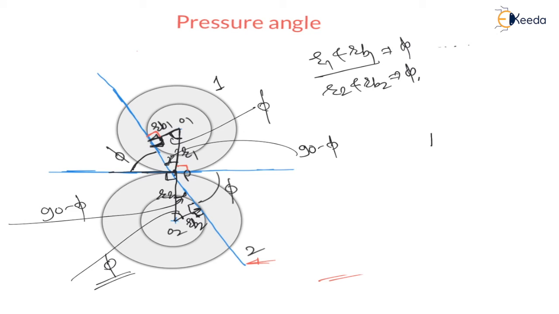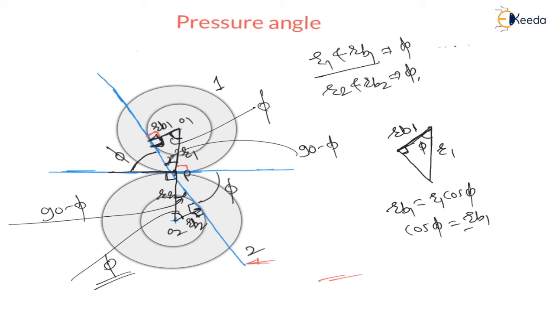Therefore, if I draw this, let us say this is R1 and this is RB1, right? In this very small triangle, at this point there is a 90-degree angle, and this is phi. Therefore, we can say RB1 is equal to R1 cos phi, because cos phi is nothing but the adjacent side, which is RB1, divided by the hypotenuse, which is R1, for this triangle, right? Therefore RB1 is equal to R1 cos phi.